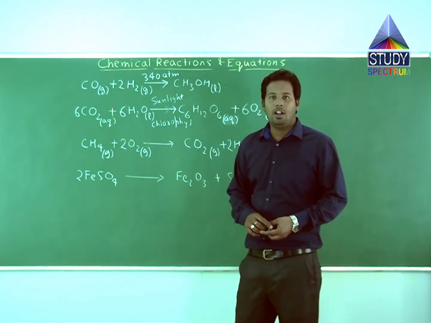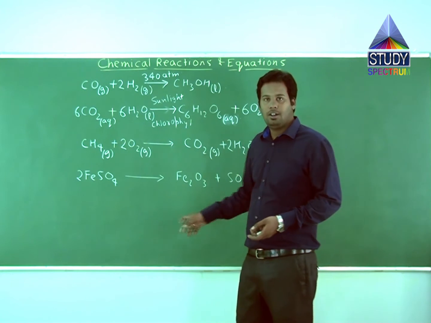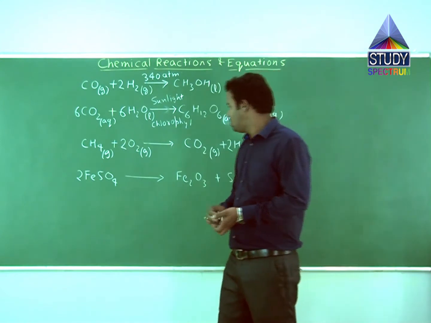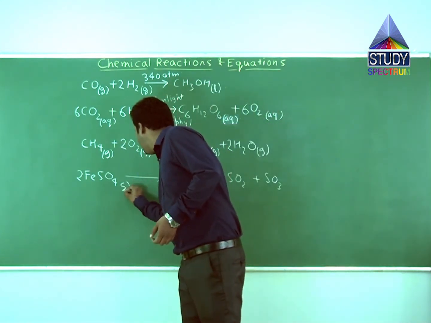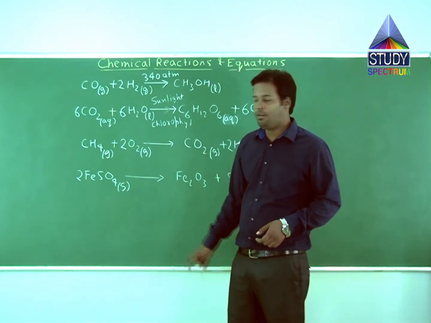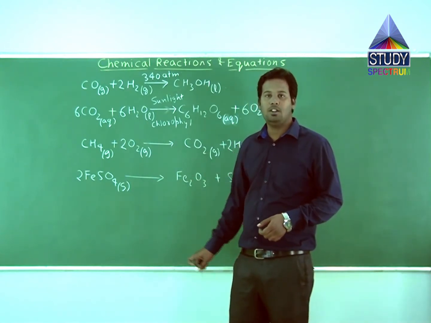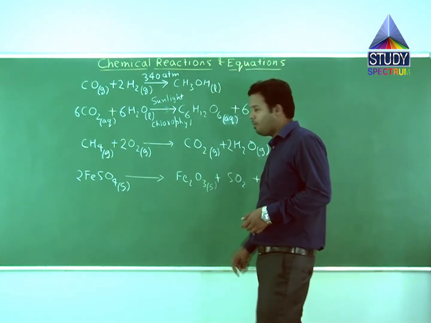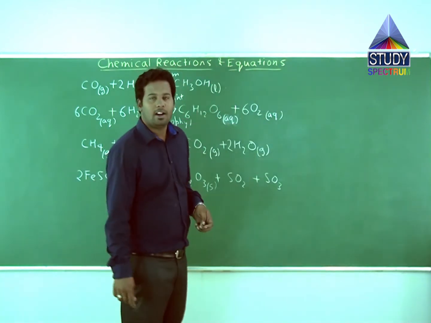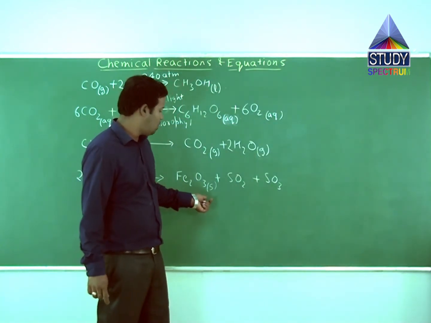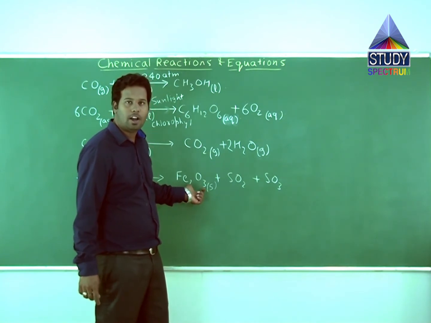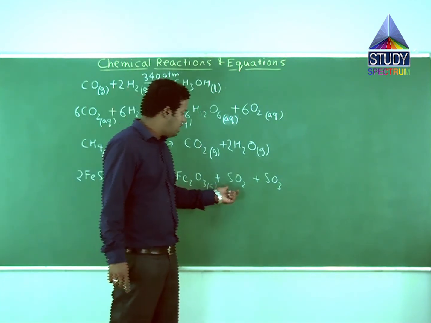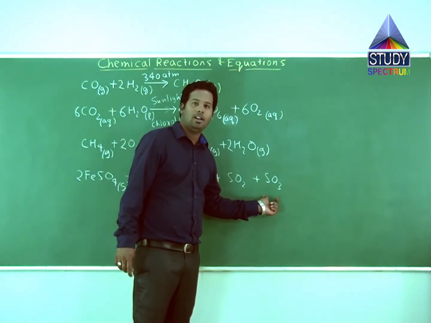Now let us write the physical state of each reactant and product. Ferrous sulfate is a solid compound, so we will mention the physical state of ferrous sulfate as S, which means solid. And iron oxide, the ore of iron, is also in solid form. So I can mention S as the suffix of iron oxide, telling that it is present in solid form. Now sulfur dioxide and sulfur trioxide both are gases.